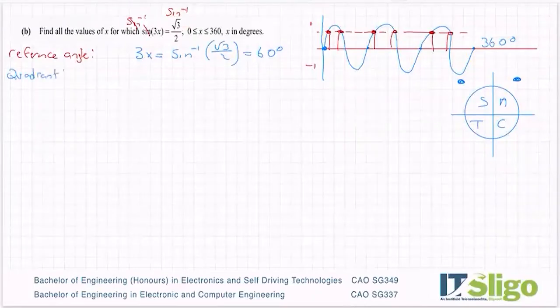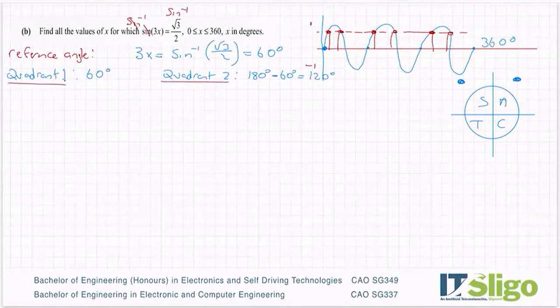So in quadrant one, it's 60 degrees. It's 0 degrees plus 60 degrees if you want. So that's in the first quadrant. In the second quadrant, it's 180 degrees minus 60 degrees, which is 120 degrees. Quadrant two is always 180 degrees minus your reference angle, always.